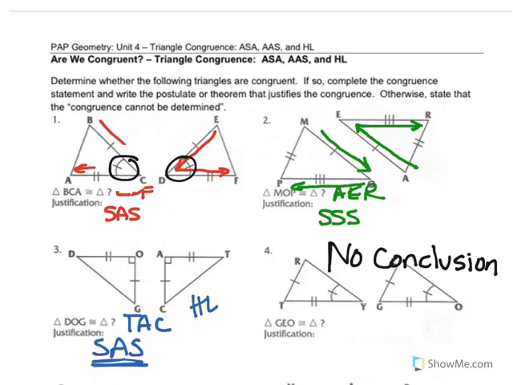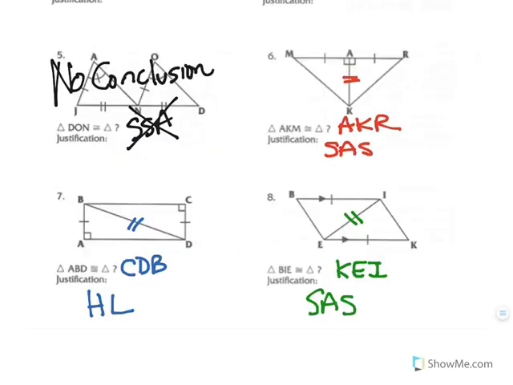Okay, and then finally on the fourth one, on these first 4, this would be no conclusion because we have side, side, angle, and we know who thinks that can be used as a postulate. You can't, because it's not. No conclusion. Okay, do the next 4. Okay, here are your answers. No conclusion on the first one, that's number 5. Number 6, triangle AKM is congruent with triangle AKR based on side, angle, side, because we have this side that is congruent by the reflexive property.